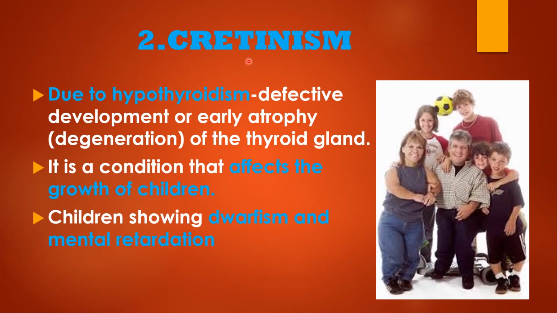Another condition due to insufficient secretion of thyroxin or hypothyroidism is cretinism. Due to hypothyroidism, defective development or early atrophy or degeneration of thyroid gland, that is called cretinism. This you can see mainly in children. This affects the growth of the children. The children show dwarfism and mental retardation. Very important. Then name the condition, that is cretinism.